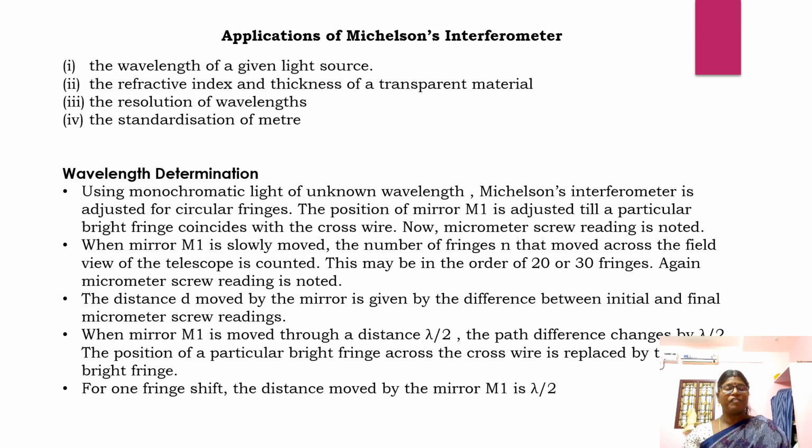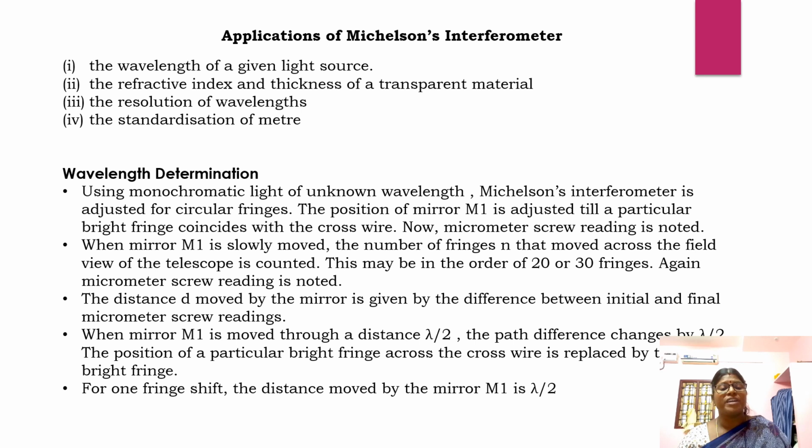Wavelength determination using the Michelson's interferometer. The setup of the Michelson interferometer I have explained in the previous slide. Using a monochromatic light of unknown wavelength, the Michelson's interferometer is adjusted for circular fringes. The position of mirror M1 is adjusted till a particular bright fringe coincides with the cross wire. Now the micrometer screw reading is noted.